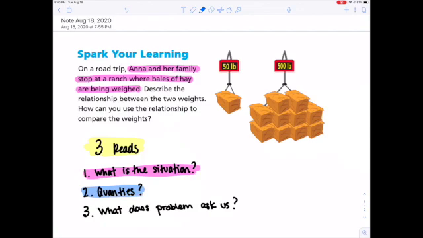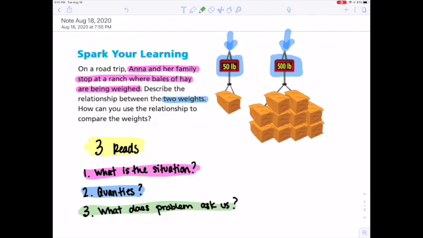Now, let's go for our second read. Our second read is asking for quantities. So this one's a little different because we have quantities right here, but we're going to read it again. On a road trip, Anna and her family stopped at a ranch where bales of hay are being weighed. Describe the relationship between the two weights. So we know we have 2 weights. This is one, and then this is the other.